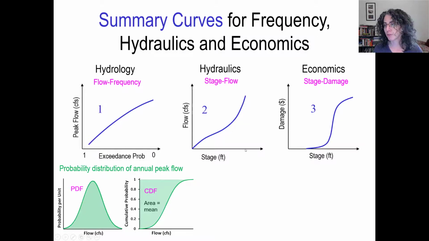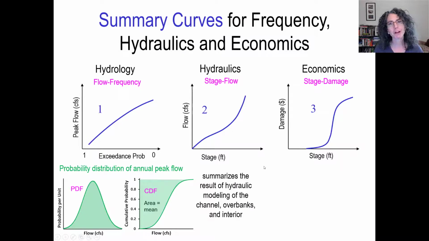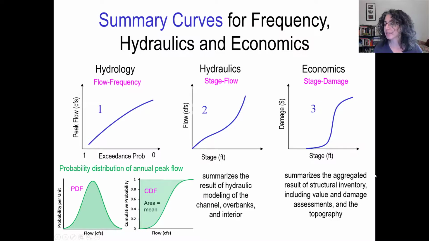So this is the flow versus stage relationship, and it summarizes the results of all our hydraulic modeling of the location, including the channel and the overbanks, and sometimes the interior, although sometimes the interior is captured in a different relationship. Then for the economics, we have the stage versus damage relationship. This summarizes the structural inventory, including the values, the damage assessments, and also the topography.